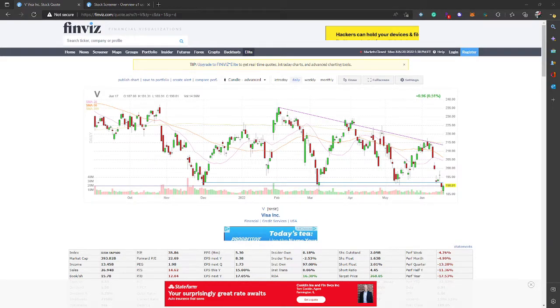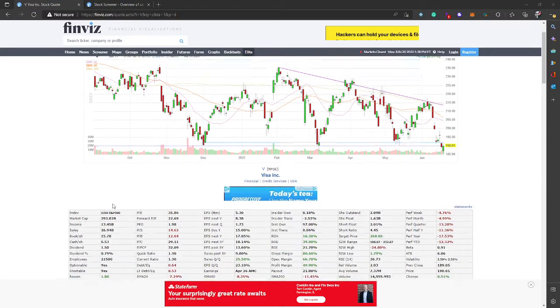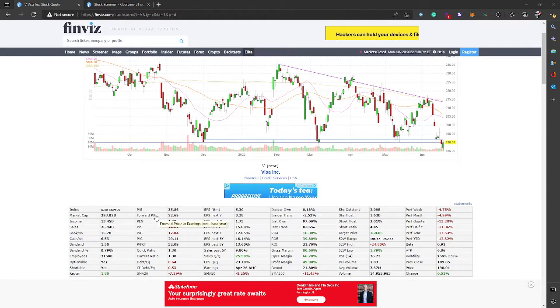Today we'll be talking about the PEG ratio and its use and its importance in valuating a stock or investment. So the PEG ratio is essentially made of another ratio, which is the PE ratio.